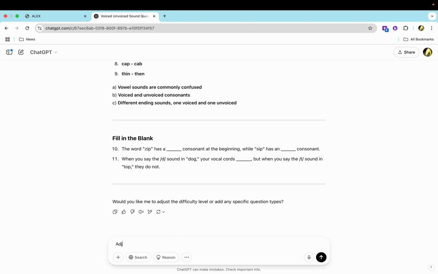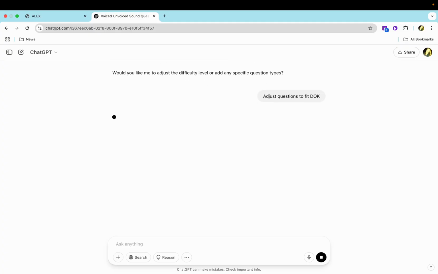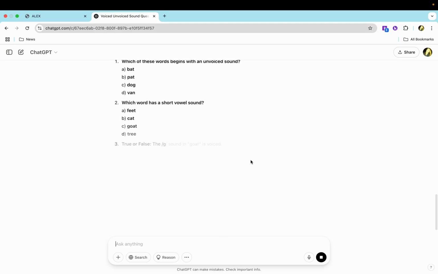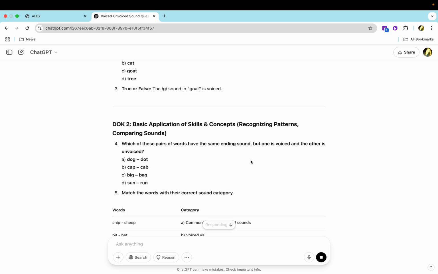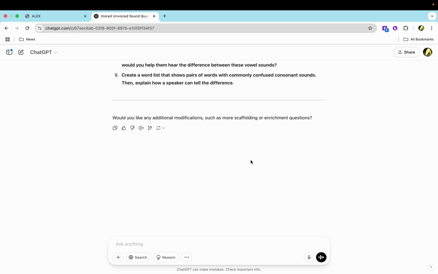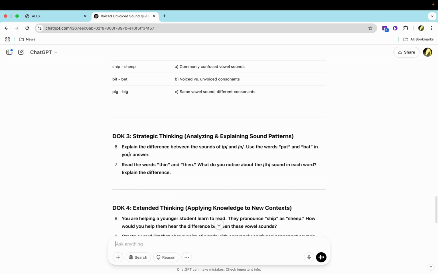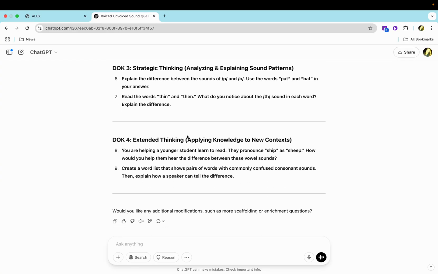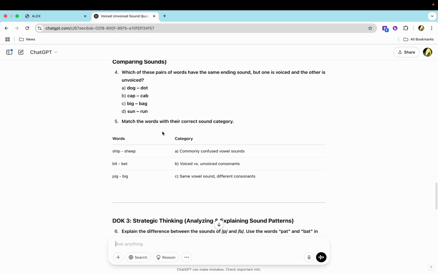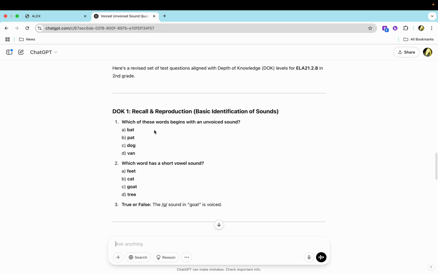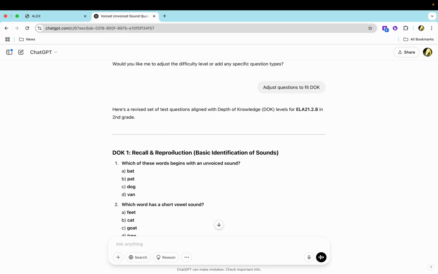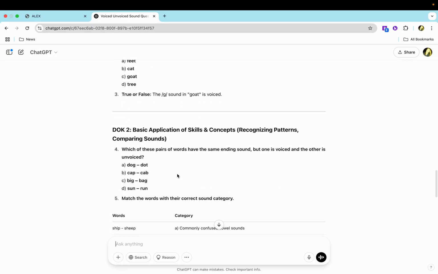Let's see, let's say adjust questions to fit DOK. Okay, then it gives you the depth of knowledge. Okay, 9 questions on that. It gives you each DOK question, gives you some critical thinking, comparing sounds, recall, reproduction. Now again, this is phonemic awareness for 2nd grade.